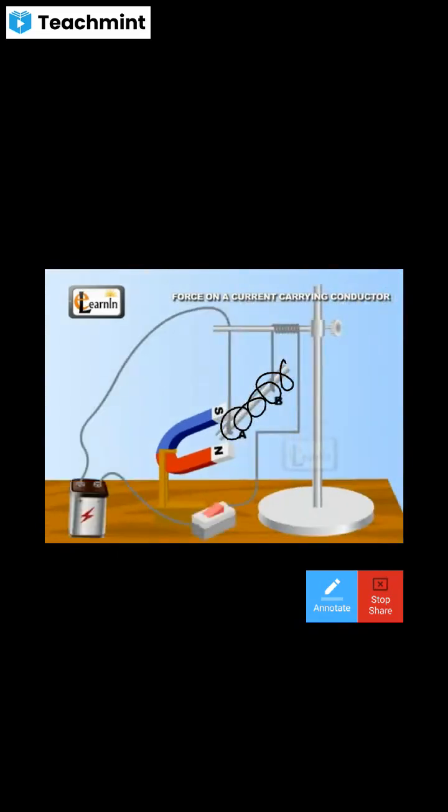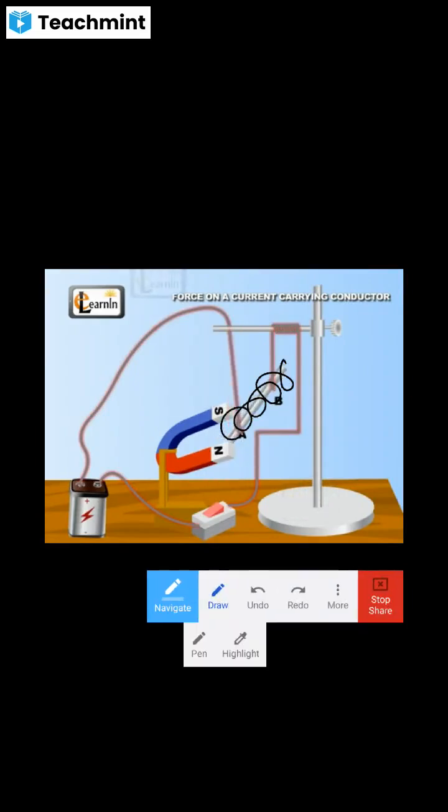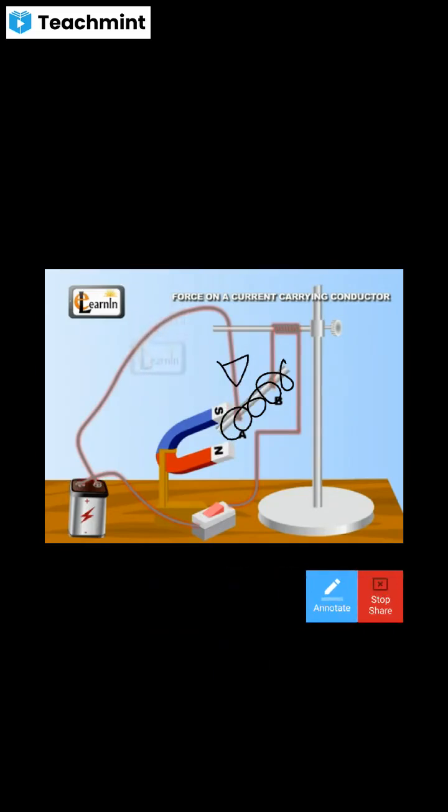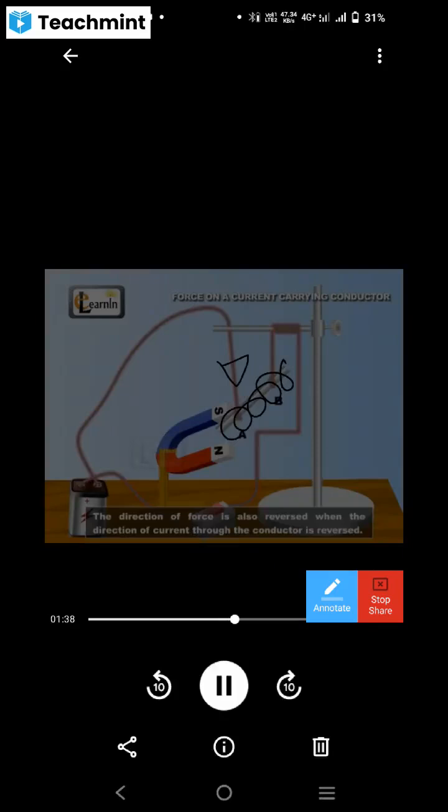Now they have connected it to the battery. What happened as soon as the battery connection was made? It got a magnetic field. The current flows from the positive terminal, from top to bottom. In this direction the current is flowing. So the direction of the force is also reversed when the direction of current is reversed.